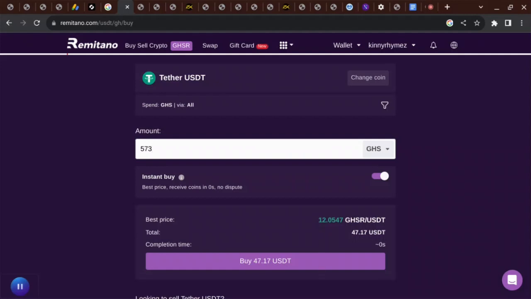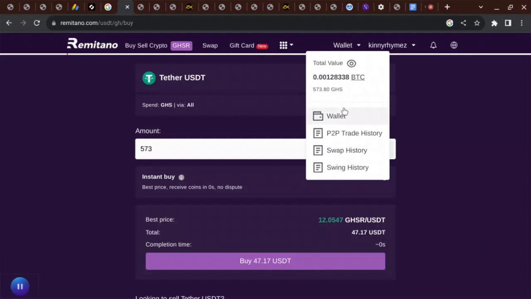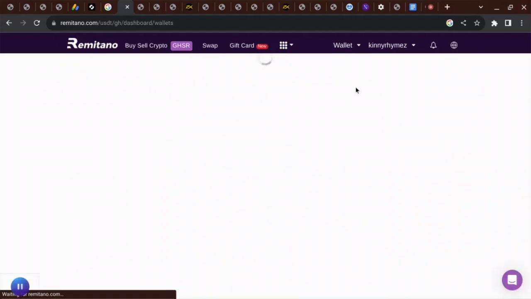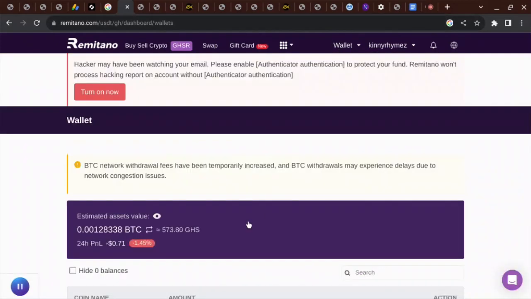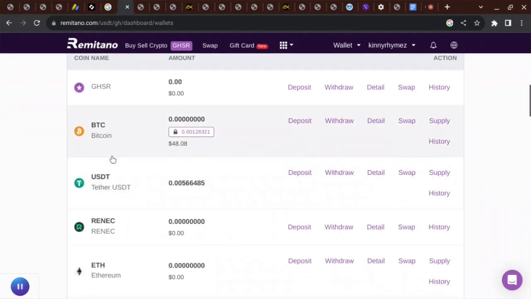After buying it, if I go to my wallet, I'll be having 47.17 in my USDT wallet. Have you seen it? And this is how we will do it.